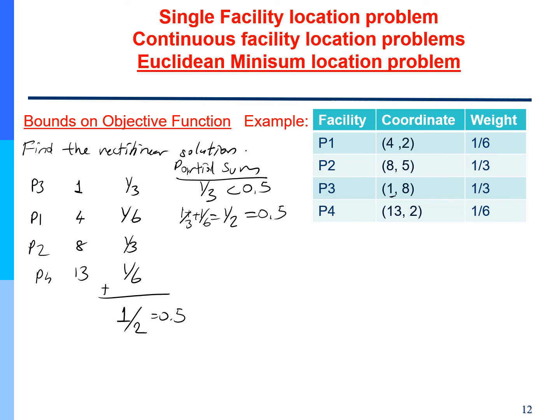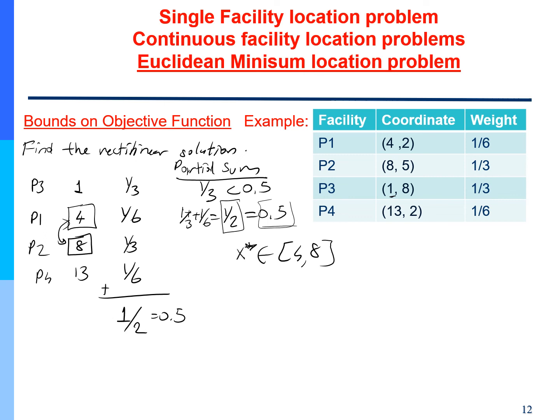And then we say that this is the first time that this partial sum is equal to, let's say, half of the weight, so that this is the optimum rectilinear x coordinate. But since this is exactly equal to this one, I know that there are alternative optima, and the alternative optima go until the next one. So optimal x star is in this interval, 4 and 8.